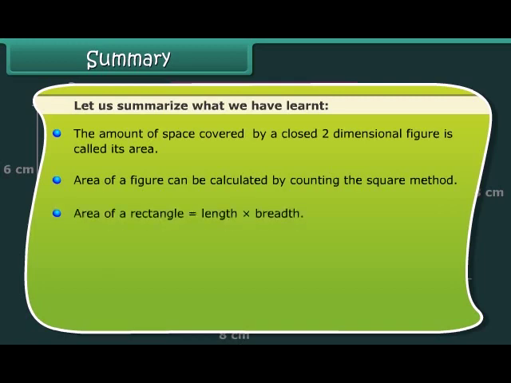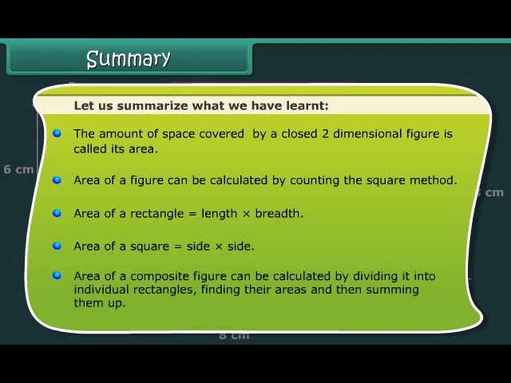Area of a rectangle is equal to length into breadth. Area of a square is equal to side into side. Area of a composite figure can be calculated by dividing it into individual rectangles, finding their areas, and then summing them up.